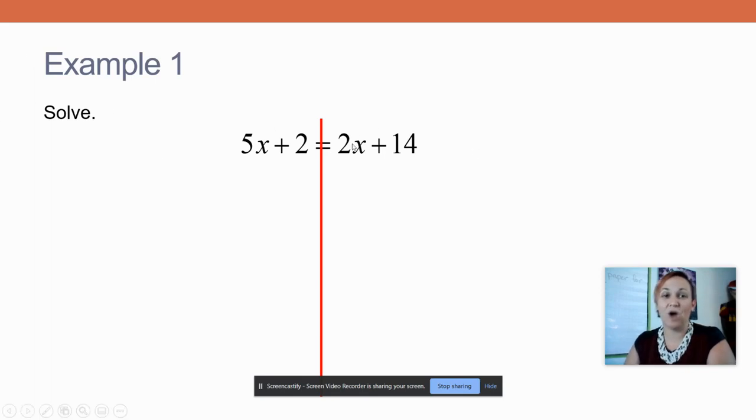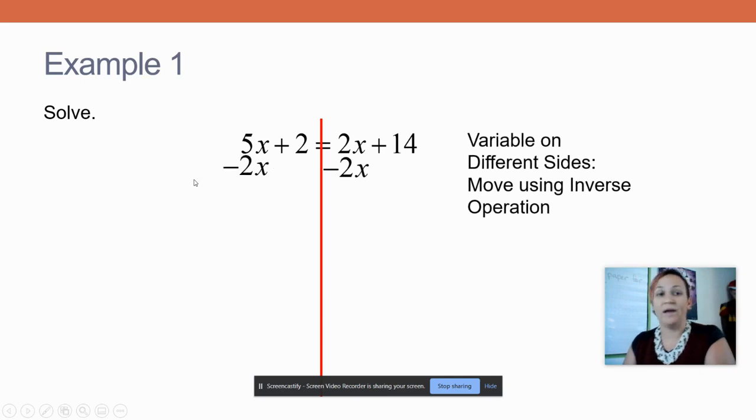So in this problem, given the choice between moving a 5x and a 2x, I'm going to choose to move the 2x. Since it's a positive 2x, if I want to move it to the other side, I need to do the opposite, which would be a negative 2x. On the right-hand side, 2 minus 2 is 0, so now I will have 0 x's on this side, so I don't even need to write the letter x anymore. Notice on the left-hand side that I lined up my like terms. I stacked my x's on top of each other, and 5 minus 2 gives me a 3x.